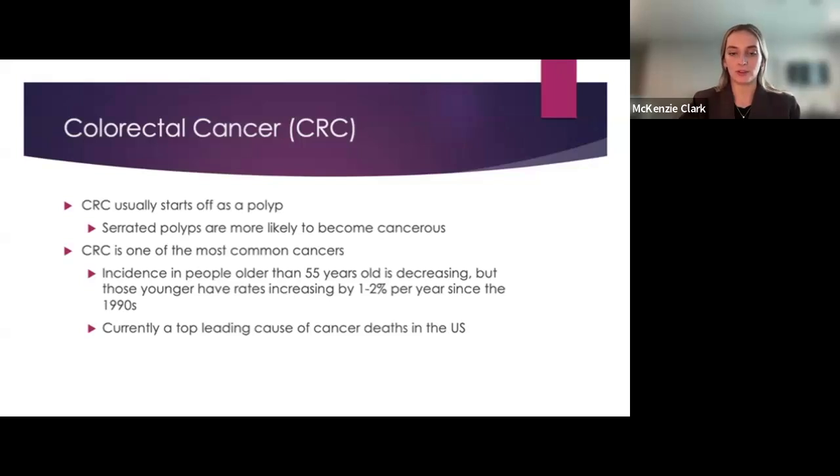Incidence in people older than 55 years old is currently decreasing, likely due to increased screening, but those younger have rates increasing by 1 to 2% per year since the 1990s. Currently, it's a top leading cause of cancer deaths within the US. It's third for men and fourth for women. Next, let's discuss the microbiome.